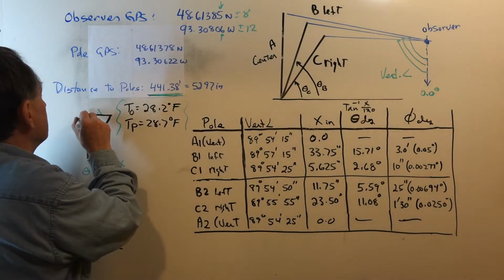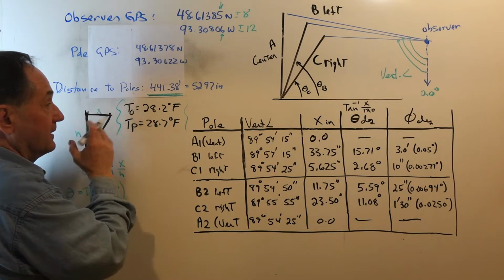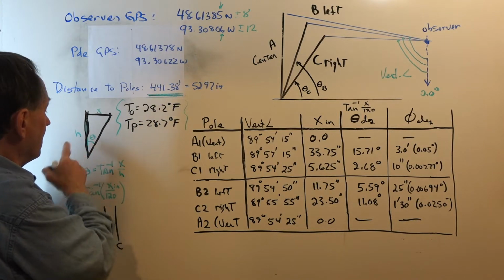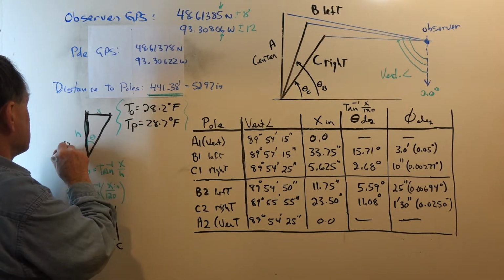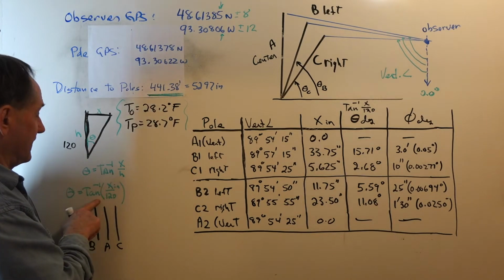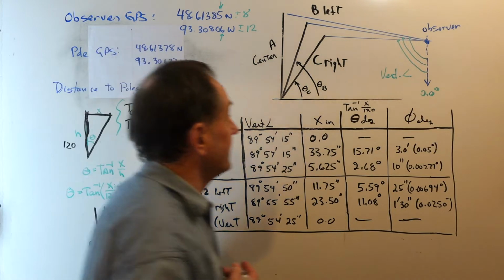Because if you know the separation distance between the tops of the poles, and you know the height of the pole H, which is 120 inches, then the tilt angle is the arctangent of the separation distance divided by 120.